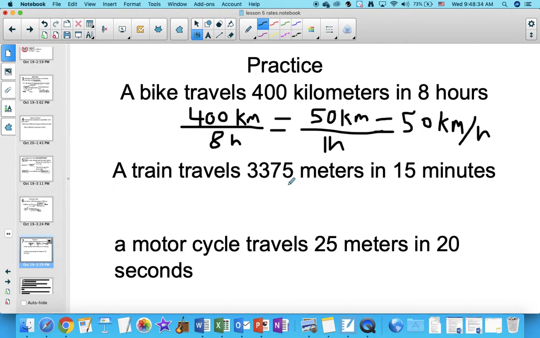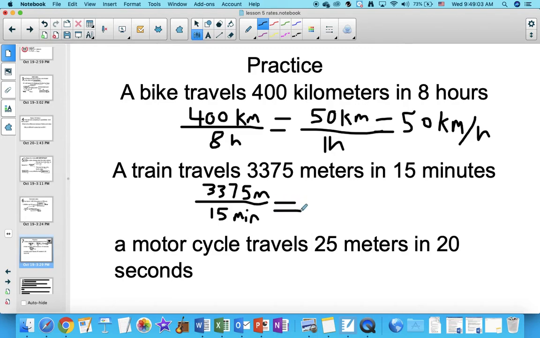All right, so a train travels 3,375 meters in 15 minutes. Okay, well, I take 3,375, don't forget the units, meters, over 15 minutes. So this is in minutes, so make sure I put minutes as our unit time. So now I have this. This is our rate. And I simplify this.